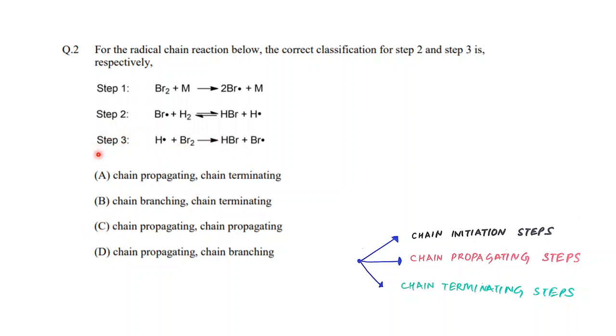Now we have to look at step 3 also. A similar trend is taking place in step 3: a radical is reacting with a stable molecule to produce another stable molecule along with a free radical. So this is also a chain propagating step. Step 2 and step 3 are both chain propagating steps, so option C is the correct answer. This was the question asked from chemical kinetics on complex reaction steps. Now let's move on to our next question.